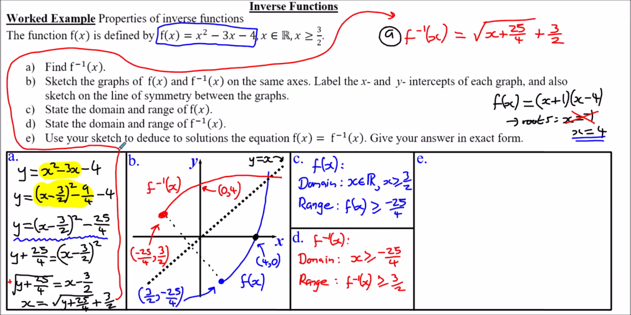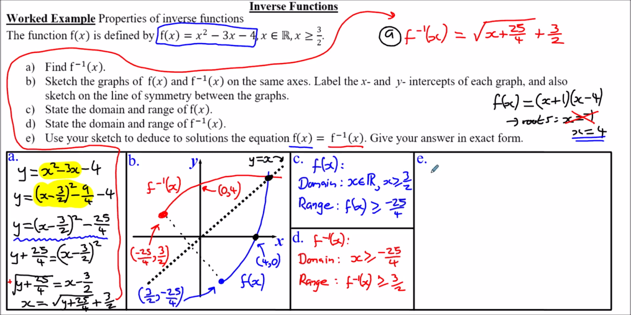E, again using the sketch, use the sketch to deduce the solutions to the equation f of x equals f minus 1 of x. So where does the blue curve hit the red curve? Now essentially we can see here it's going to meet and both hit the line y equals x. So rather than setting it so that x squared minus 3x minus 4 equals the square root of x plus 25 over 4 plus 3 over 2, it's actually easier to say these are going to be solved.